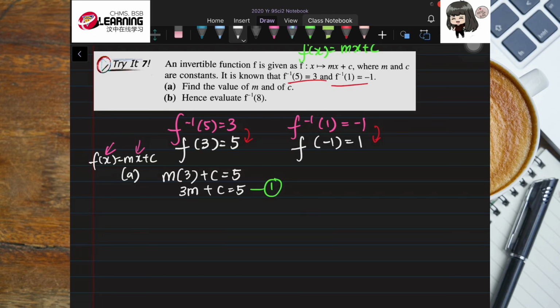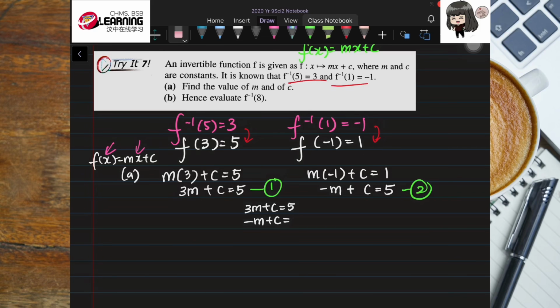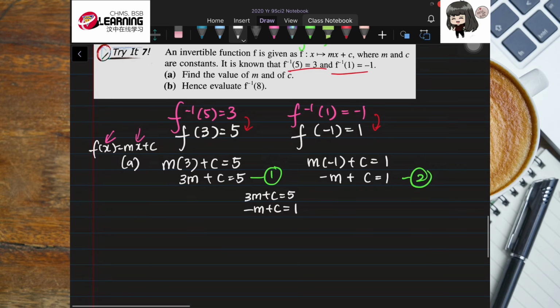And your second equation, same thing, you sub your negative 1 into the x, equals to 1. So negative m plus c equals to 1, and this is your second equation. So now we solve these two equations using simultaneous equation. I will use the elimination method. I will put together first 3m plus c equals to 5 as your first equation. Second equation is negative m plus c equals to, did I write wrong just now? Oh, yeah, this 5 is supposed to be 1. Sorry. Equals to 1. So first equation, second equation.